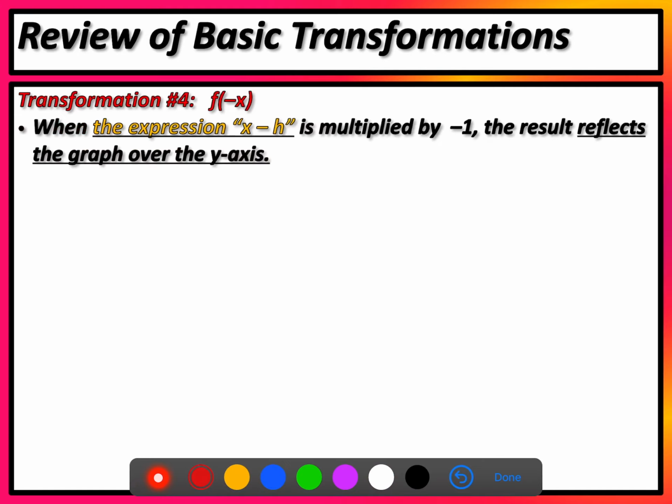Okay, you might not be familiar with transformation number 4. So when the entire expression of x minus h on the inside of the function is being multiplied by a -1, the result is that the function is reflected over the y-axis. Okay, so you may not have seen this before. So this is another horizontal transformation.